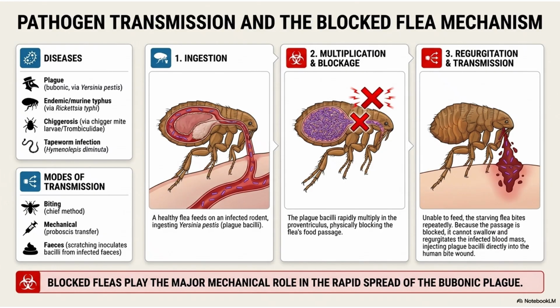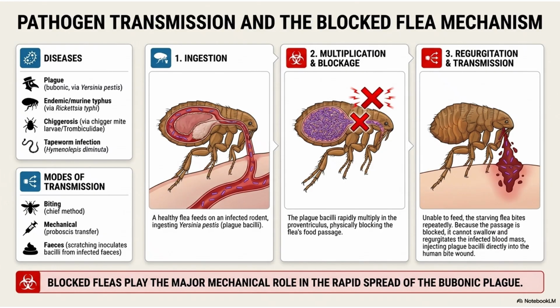And now we will see what is a blocked flea. These fleas are feeding on rodents. A healthy flea feeds on an infected rodent, ingesting Yersinia pestis bacilli. So when it is feeding on the rodent, the plague bacilli will go into the body of the flea. After that, the plague bacilli will multiply rapidly in the proventriculus. Because of rapid multiplication and abundance of Yersinia pestis bacilli in the body, it will block the flea's food passage.